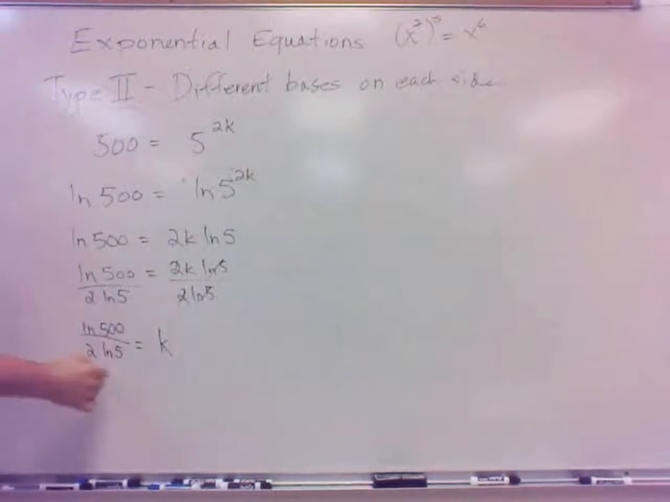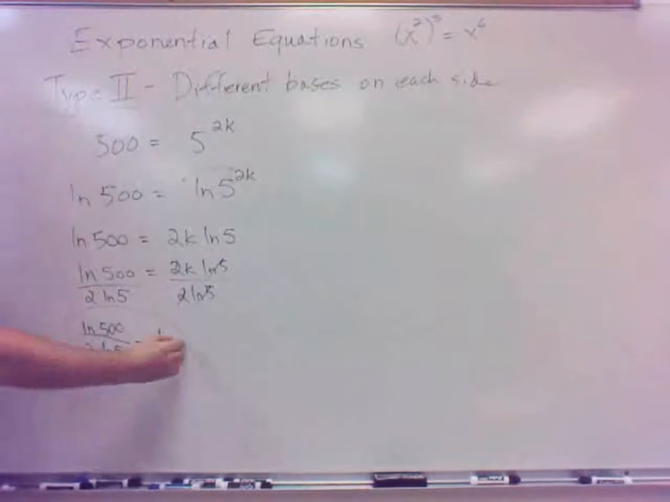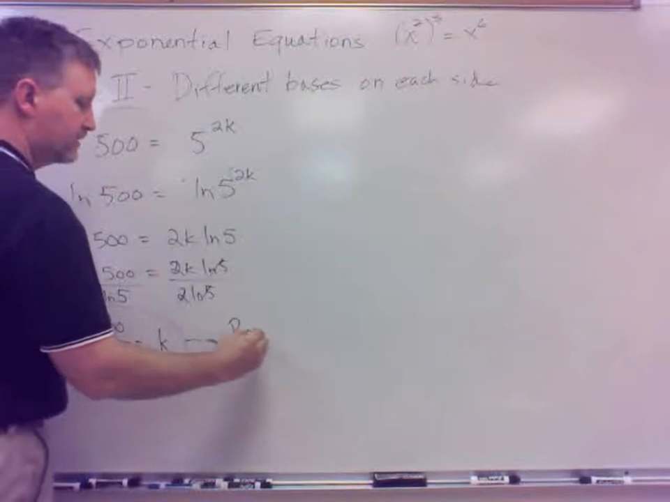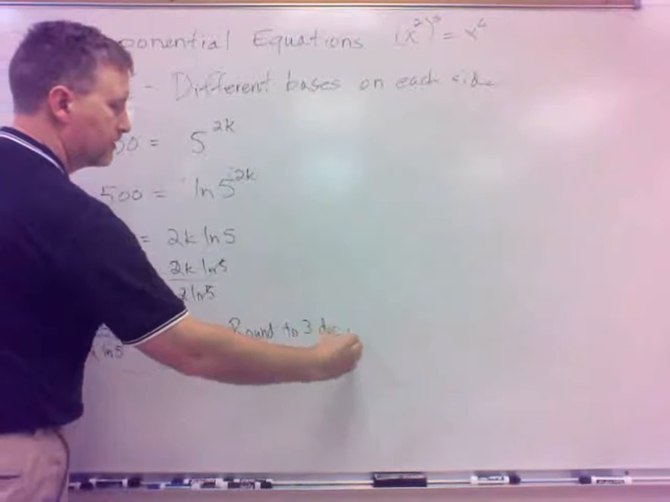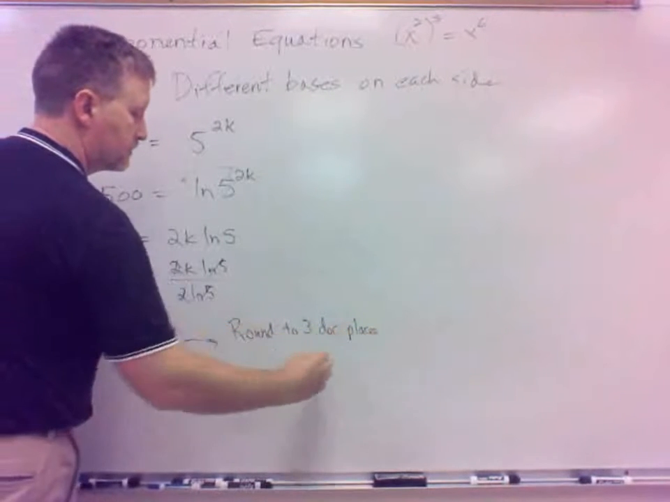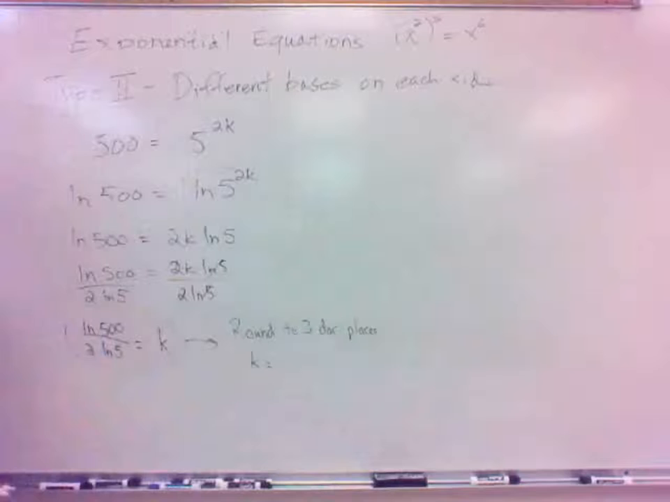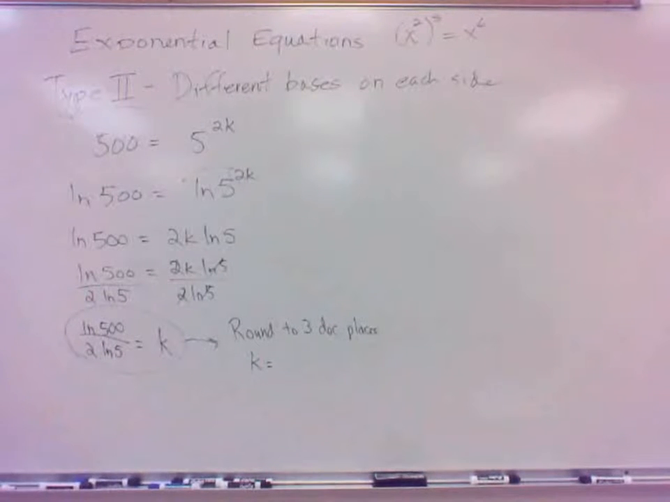All right, so that's a good answer, but what if I want to round, let's round that to 3 decimal places. Well, I mention that because if you're going to put this in your calculator all at once, you better be careful doing that. Okay? Here's what you should get. ln of 500 divided by 2 ln of 5.